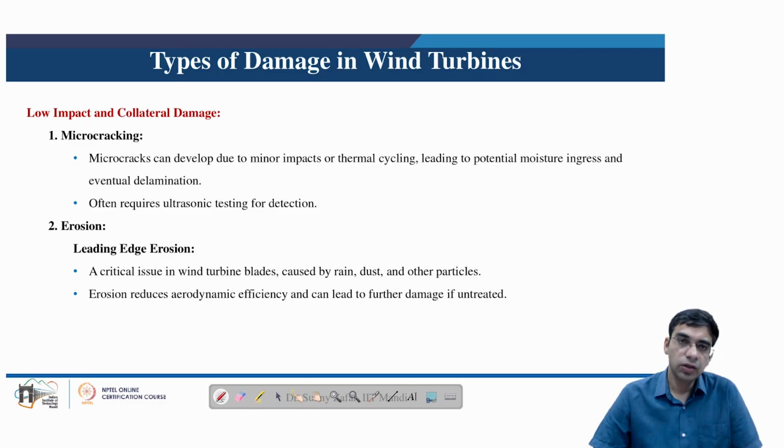Erosion is basically caused on the leading edge of the wind turbine blades, and it is a critical issue in wind turbine operation. Leading edge erosion is caused by several environmental factors, which include rain, dust, and other airborne particles. The effect of erosion is that it reduces aerodynamic efficiency and can lead to further damage if left untreated.